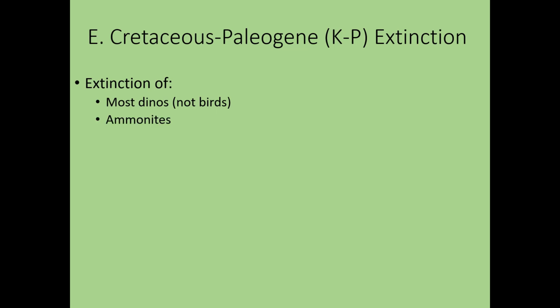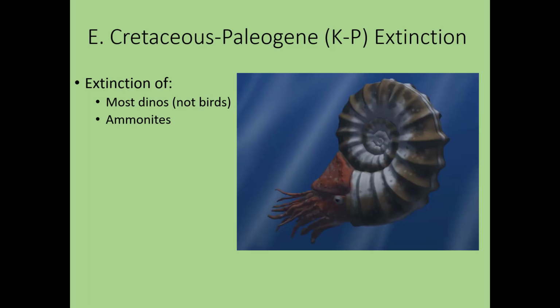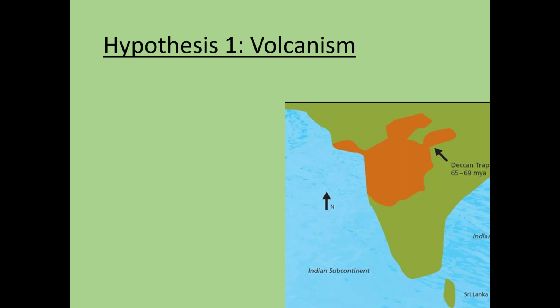Ammonites, which again were super common during the late Cretaceous, also went extinct. And there you have a nice picture of one. The only remaining coiled shell cephalopod that exists today is the nautilus. And there are some other smaller organisms, lots of foraminifera went extinct, but they're not nearly as exciting as the dinosaur extinction.